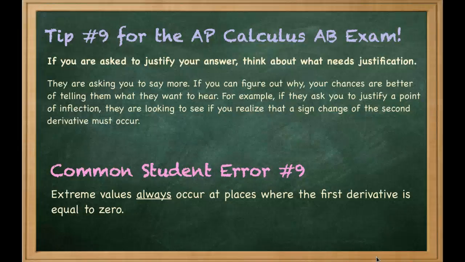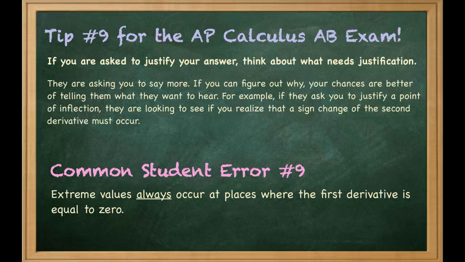Tip number 9 for the AP Calculus AB exam. If you are asked to justify your answer, think about what needs justification. They are asking you to say more. If you can figure out why, your chances are better of telling them what they want to hear. For example, if they ask you to justify a point of inflection, they are looking to see if you realize that a sign change of the second derivative must occur. Also, in providing this justification, make sure you use mathematical language in doing so.